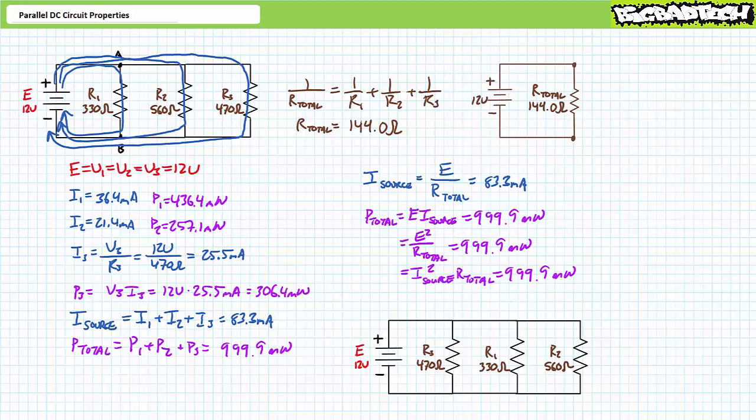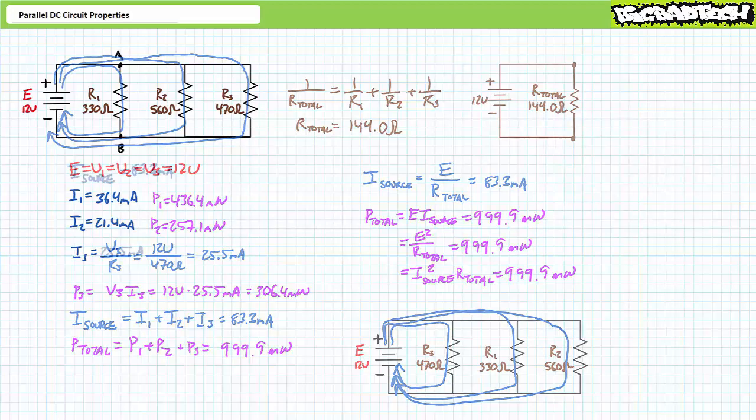Consider R3, R1, R2 in a parallel configuration with a 12-volt source. Given voltage across elements in parallel is the same, V3, V1, and V2 remain 12 volts, and R3 continues to draw 25.5 milliamperes of current, R1 continues to draw 36.4 milliamperes of current, R2 continues to draw 21.4 milliamperes of current, and the source continues to supply 25.5 plus 36.4 plus 21.4 or 83.3 milliamperes of current as previously. Absolutely nothing experienced by the individual elements deviates in the slightest manner.